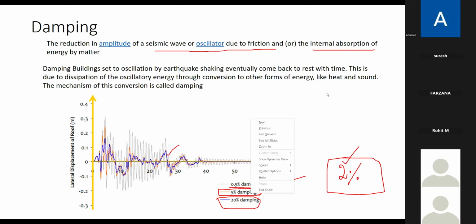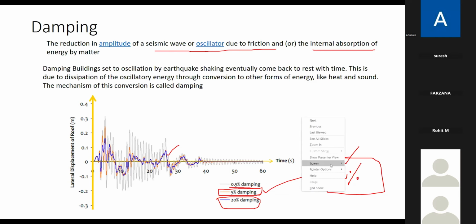Sir, the code says it's 5% of damping actually. That is a minimum requirement. If you want to increase, yes, 5% for concrete, sir. For steel, how much? Steel you can go for 2 to 2.5%.